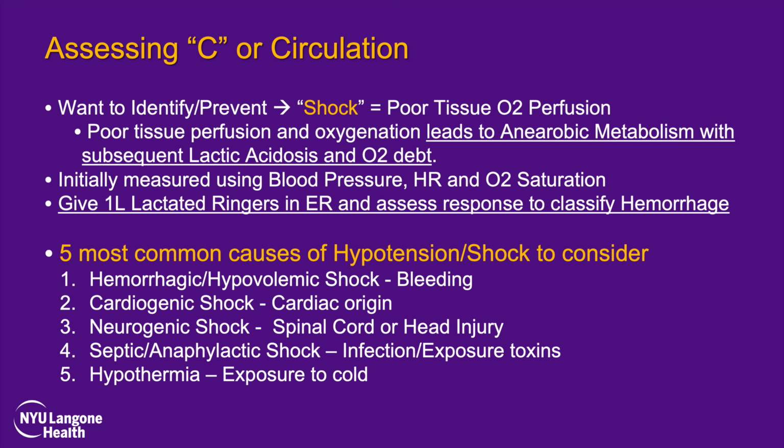And there are 5 most common reasons that we should be aware of. Hemorrhagic hypovolemic shock, bleeding. Obviously, cardiogenic shock, which could be an MI, it could be cardiac tamponade, some kind of a central region, an injury to the heart directly. Neurogenic shock, spinal cord, head injuries. Septic or anaphylactic shock, anything from a jellyfish to an insecticide poisoning, and then hypothermia. Let's go over these briefly.